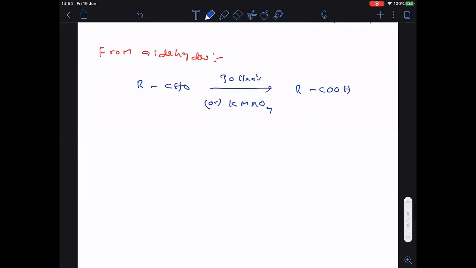Clear? Let us take one example here. CH3CHO, when it undergoes oxidation with Tollens or with KMnO4, write the product here.